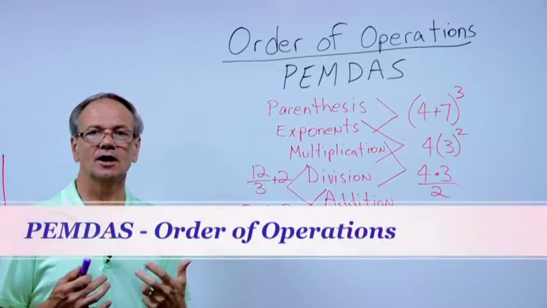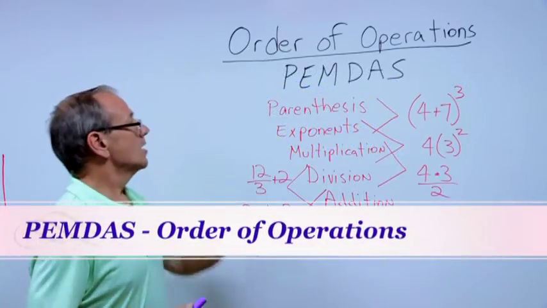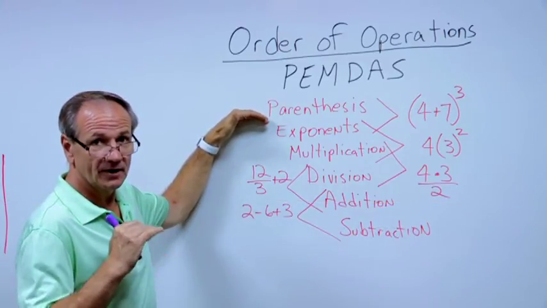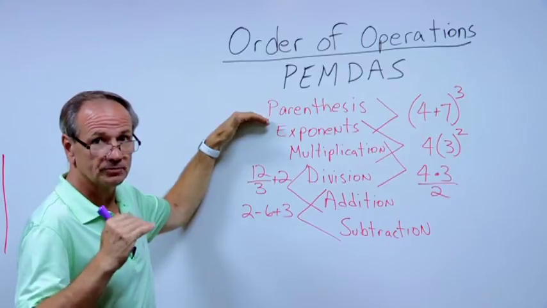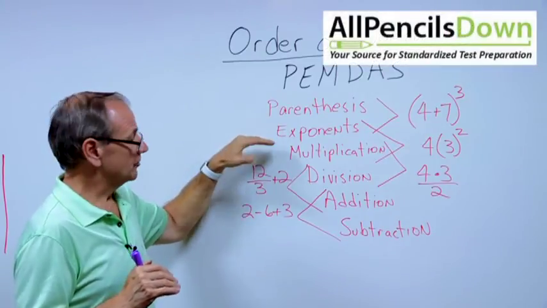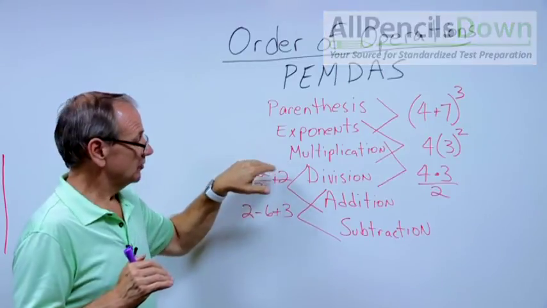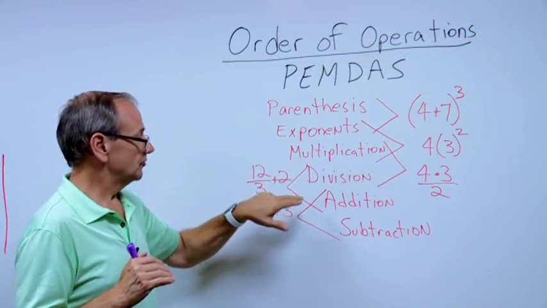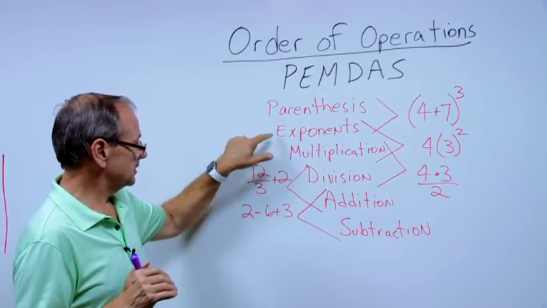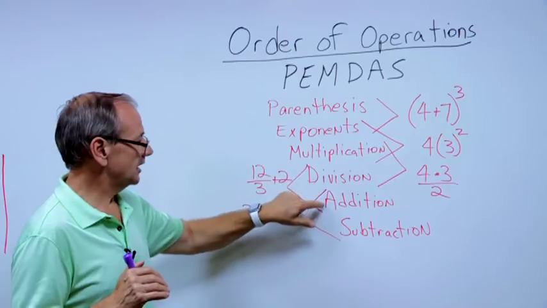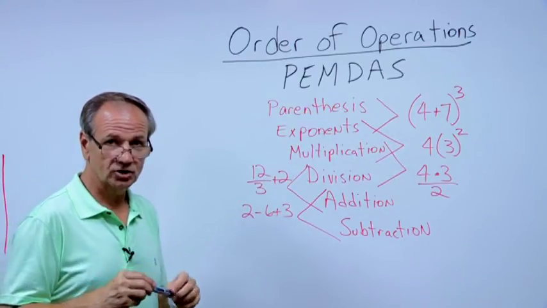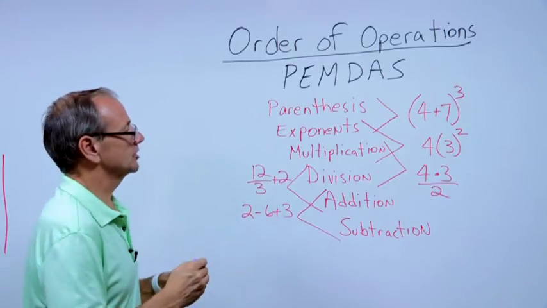Okay, PEMDAS, order of operations. Parentheses come first. You've learned that since the very basics of math. Always do what's in the parentheses first. Then we do the exponents. Then we do our multiplication, then division. Then we would do addition, and finally subtraction. P-E-M-D-A-S, PEMDAS. Now let's look at some examples between each layer to understand how they work together.